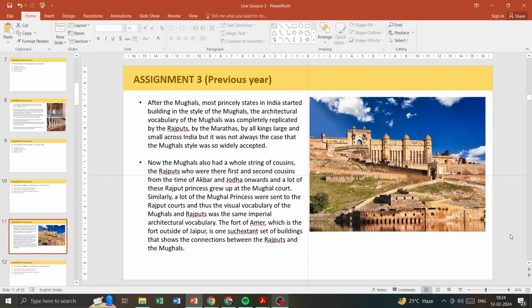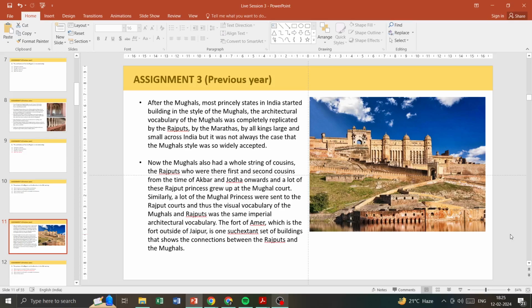The fort of Amer, I have added the image of the fort of Amer here, it's in Jaipur, is one example of a Rajput building influenced by Mughal architecture, that shows the connection between the Rajput and the Mughal. So the reason that the Rajputs used Mughal architecture in their buildings also was because they had a good relationship with the Mughals during the reign of Akbar, when they started marrying their princesses between Mughals and Rajputs, and that's when this whole thing started.